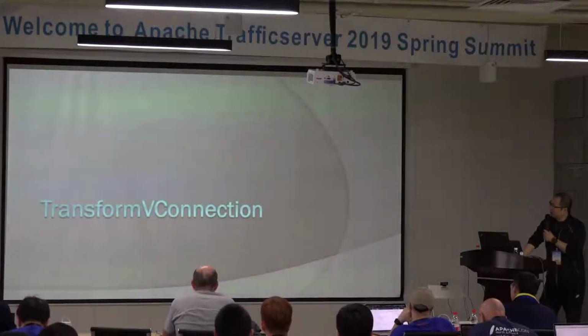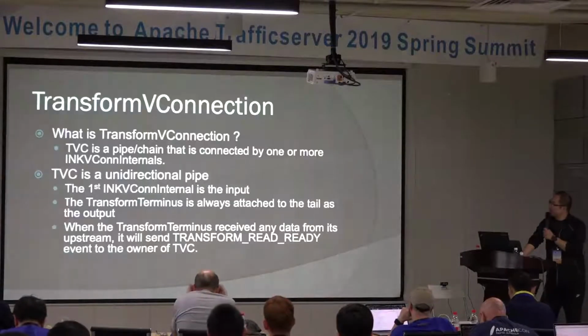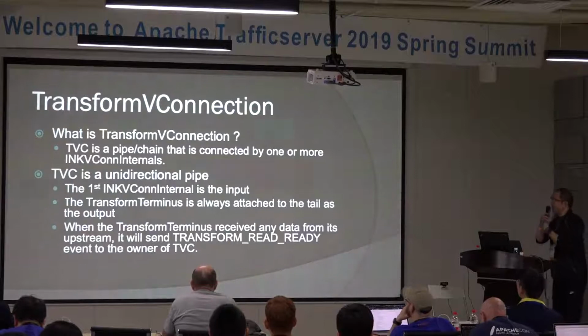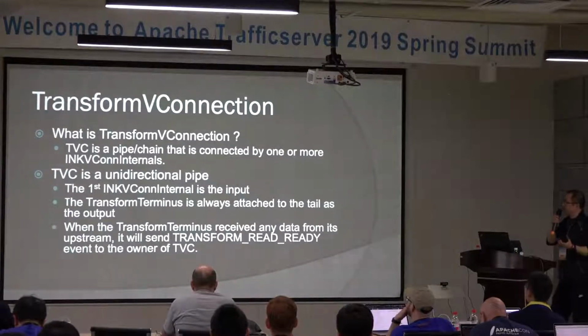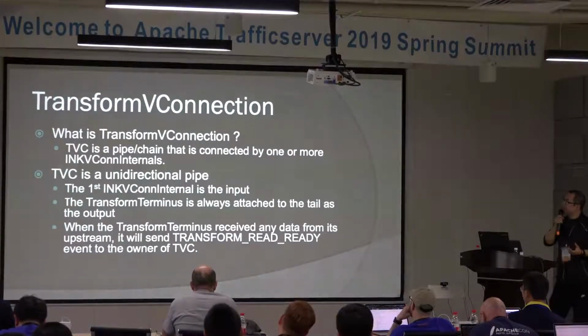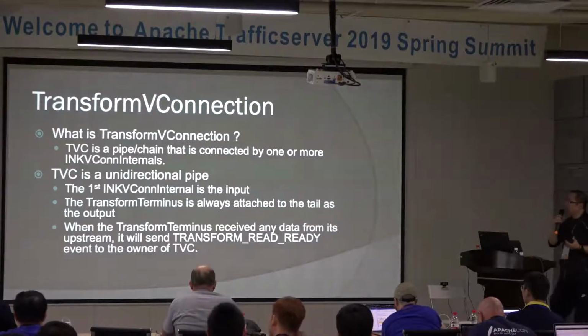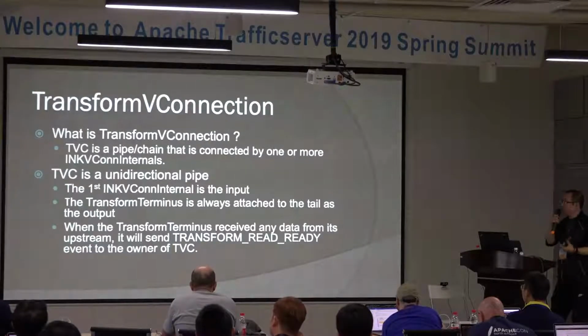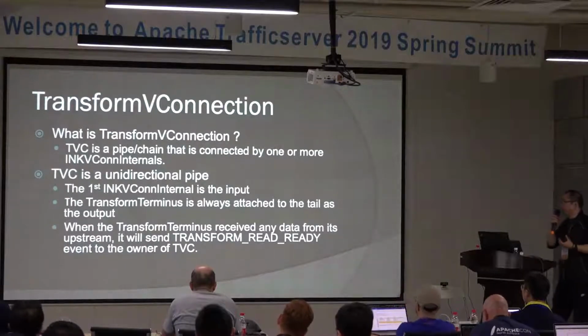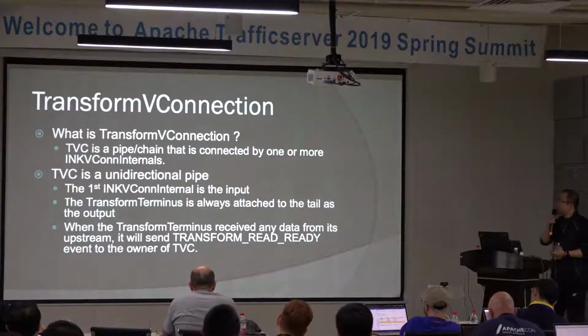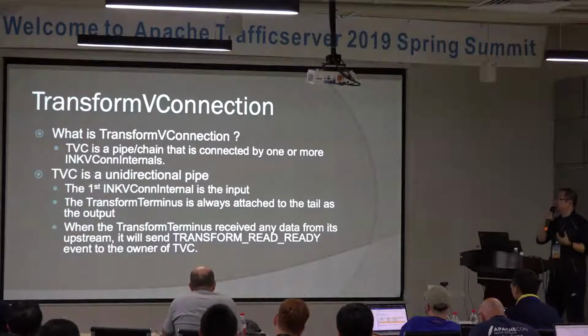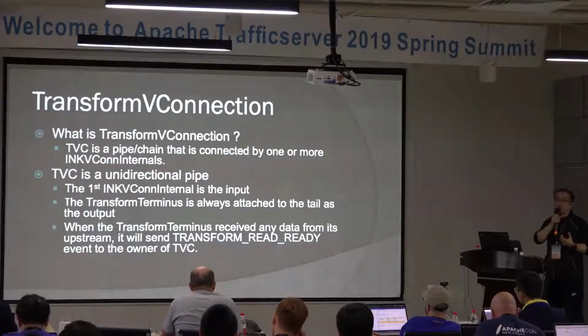So the next section is the TransformVConnection. Ooh, this will be fun. TransformVConnection is a pipe or a chain that is connected by one or more VConnection internals. TVC is a unidirectional pipe. The first VConnection internal is the input side. The transform terminal is always attached to the tail as the output side. When the transform terminal receives any data from its upstream, it will send a transform read ready event to the owner of the TVC.